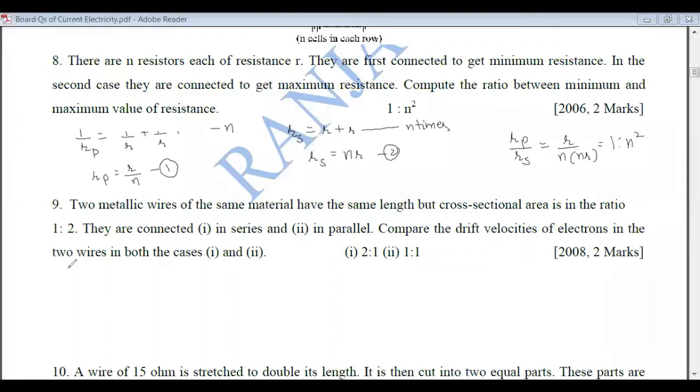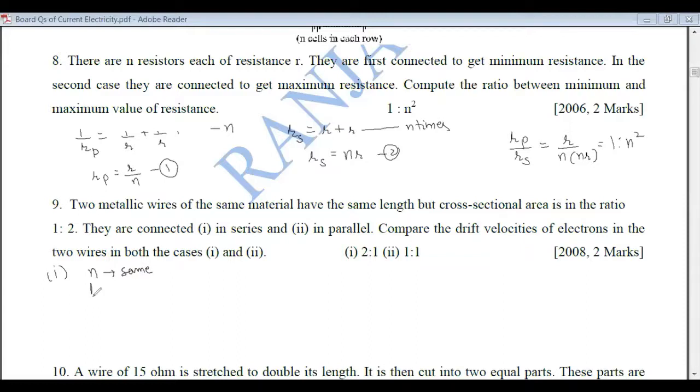Question number 9 is, two metallic wires of the same material, same length, but cross-sectional area in the ratio 1 is to 2 are first connected in series, then in parallel. We have to compare the drift velocities of the electrons in both the cases, that is in series and in parallel. Now given in the question that it is the same material, so the number density of the electrons will be the same.